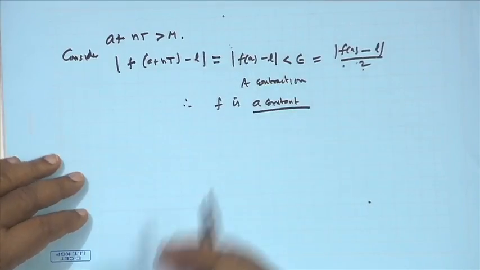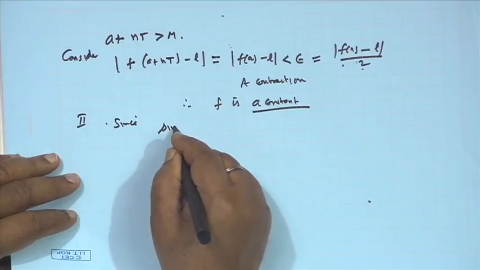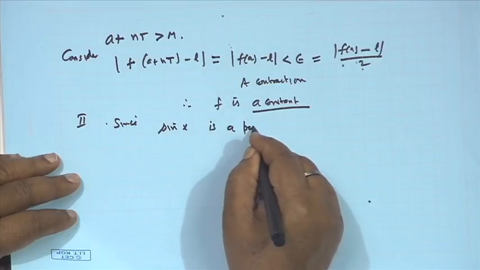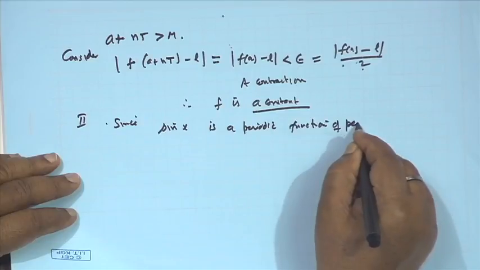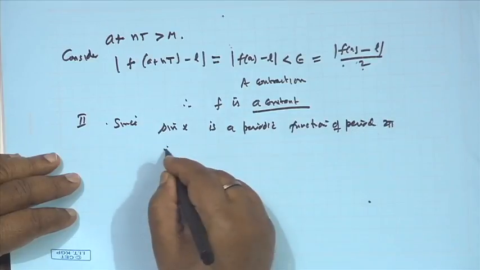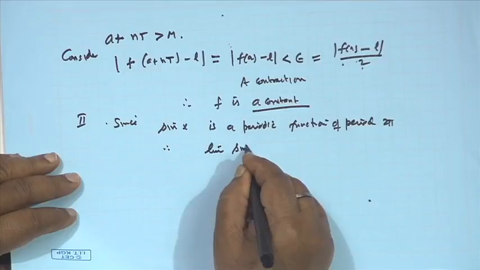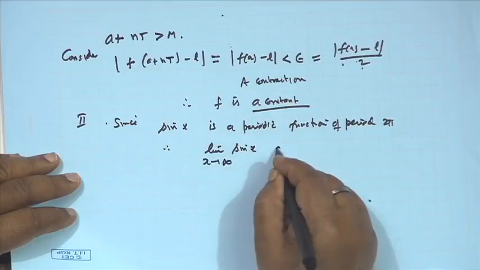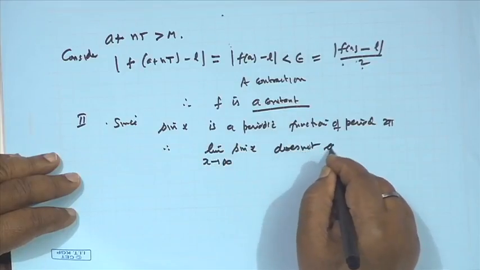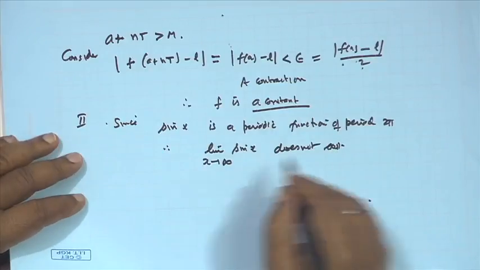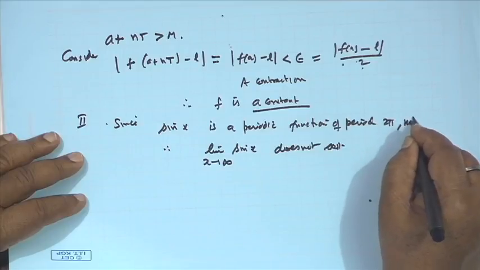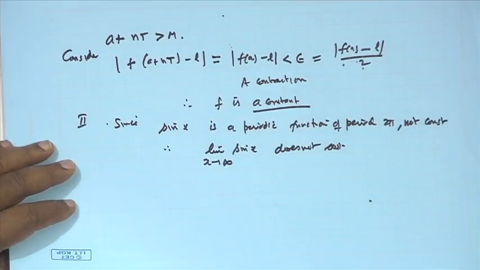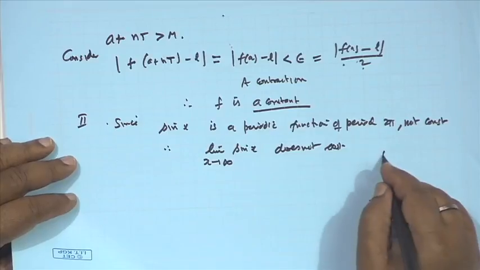Now the second part follows. Since sin x is a periodic function of period 2π, the limit of sin x as x tends to infinity does not exist, because if it existed then it must be a constant function, but sin x is a periodic function and not a constant function. Therefore, this result follows.